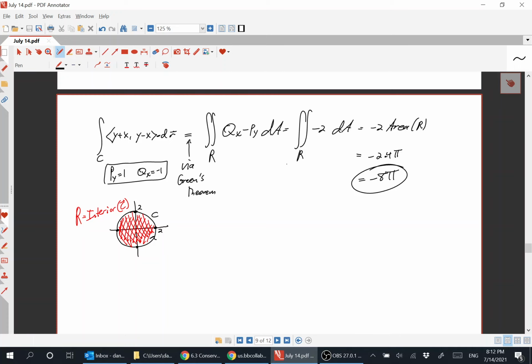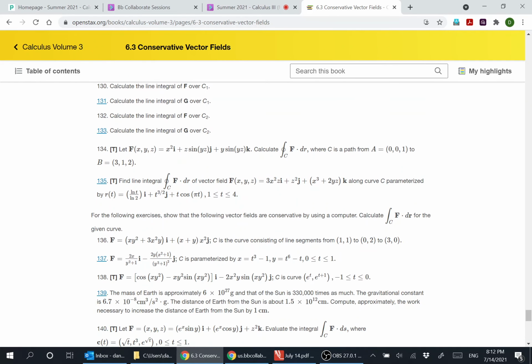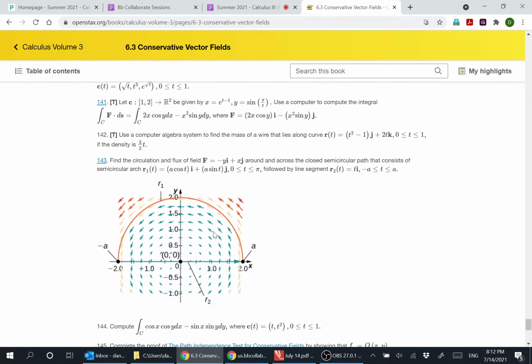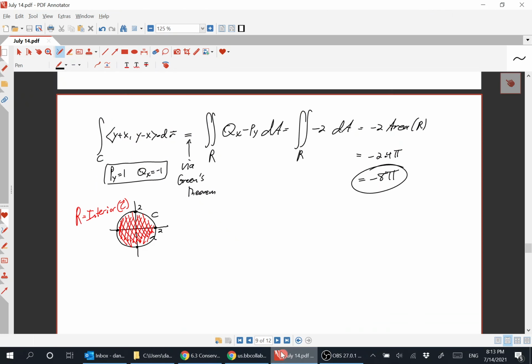131, 143. So find the circulation and flux. Oh, leave that out. We're not going to do flux integrals, not for line integrals. We'll do them for surface integrals. So 143, we can omit that.